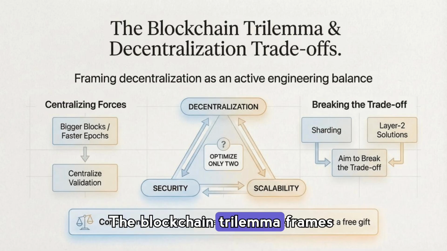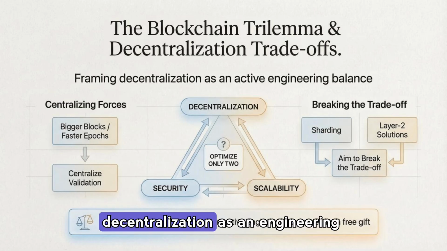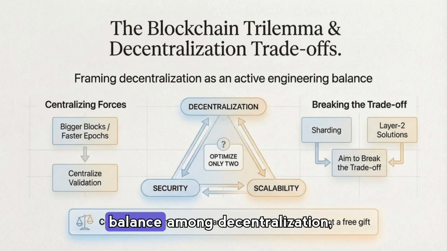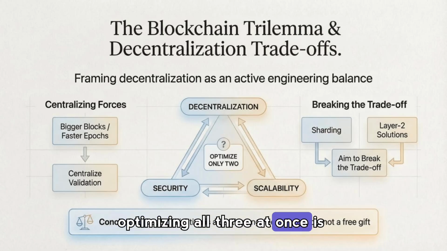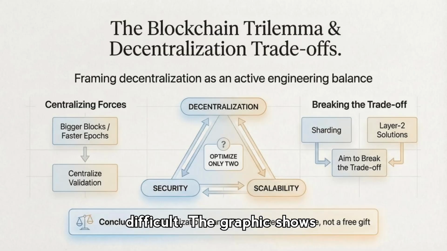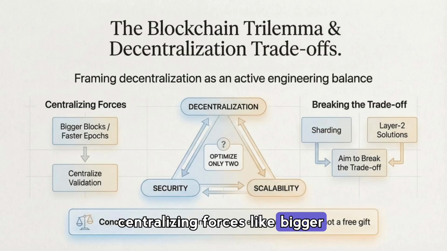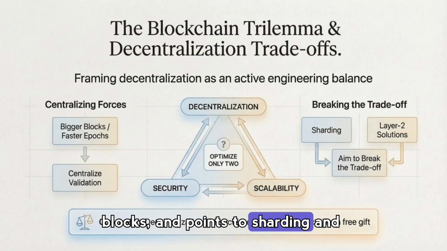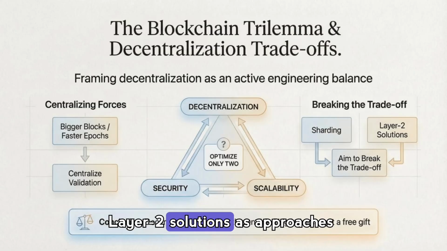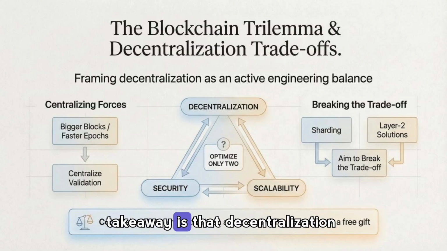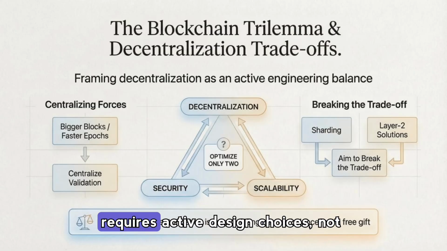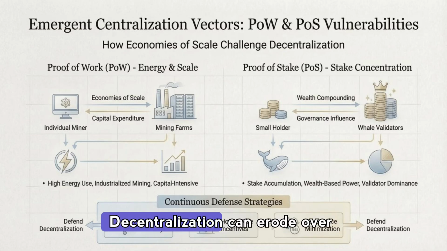The blockchain trilemma frames decentralization as an engineering balance among decentralization, security, and scalability, where optimizing all three at once is difficult. The graphic shows centralizing forces like bigger blocks and points to sharding and layer two solutions as approaches aimed at relaxing the trade-off. The takeaway is that decentralization requires active design choices, not passive expectations.